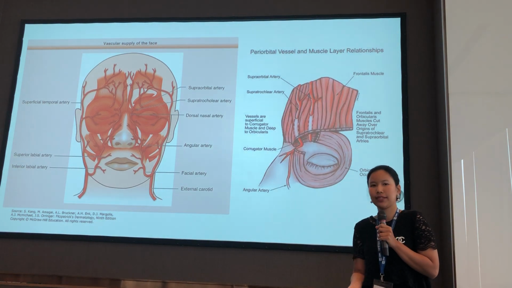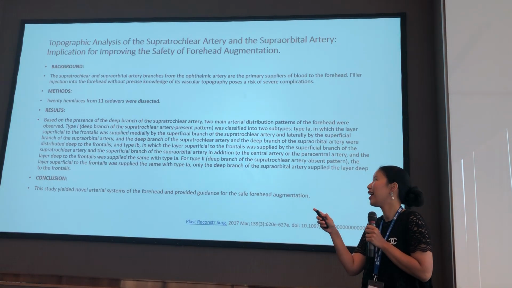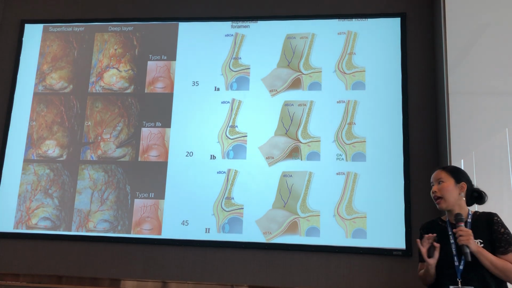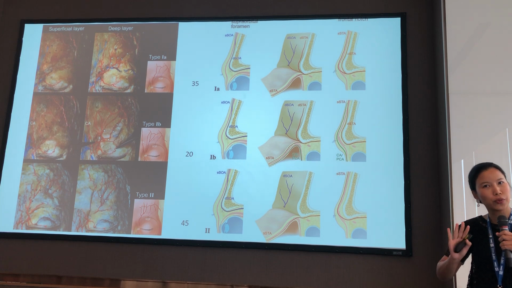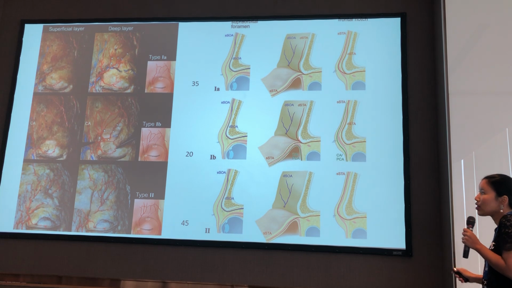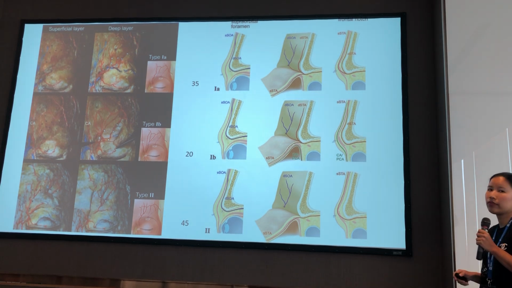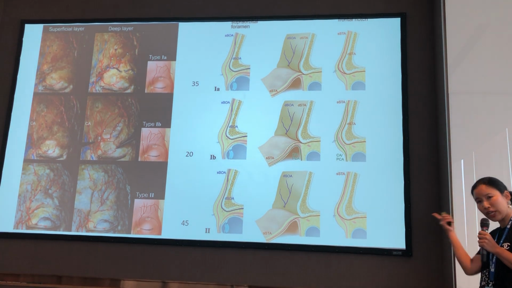But the truth is, according to one paper published recently, this is a dissection in the cadaver. They proposed a new classification of the supratrochlear and supraorbital artery. You can look at this one. It's the concept that above 2 centimeters from the foramen, there is no deep vessel and you can inject on the bone safely. Do you think that is 100% true? If you can see this picture.